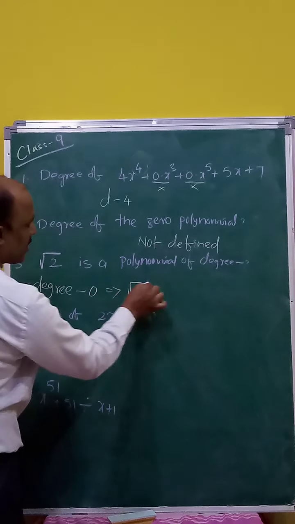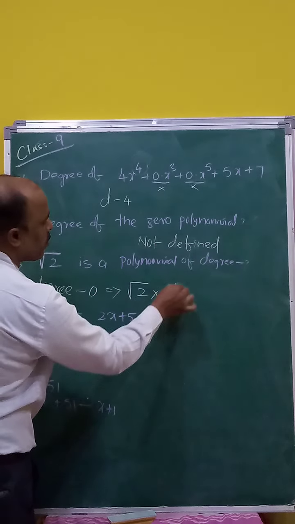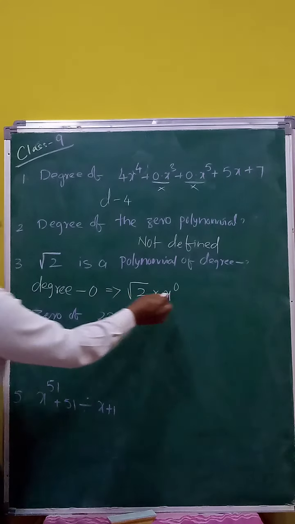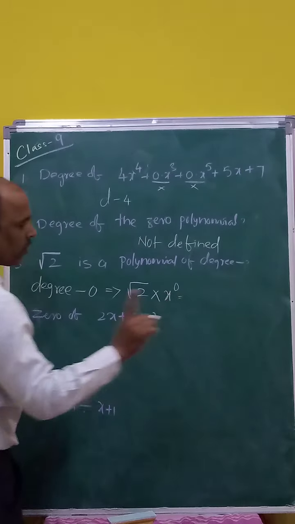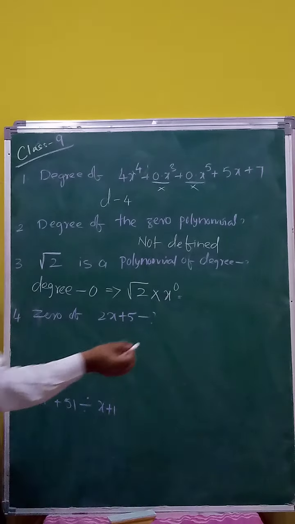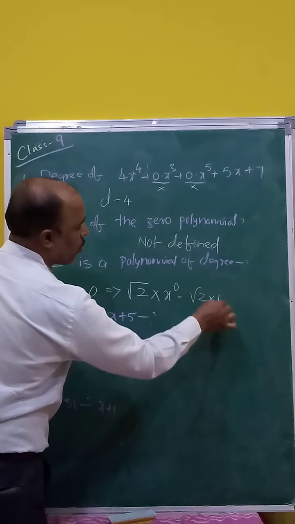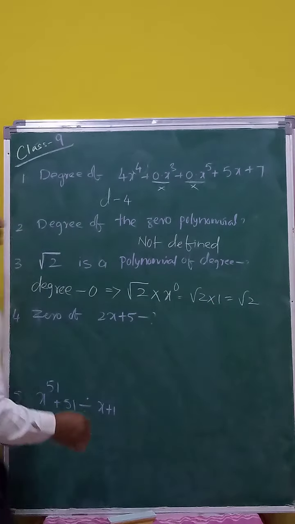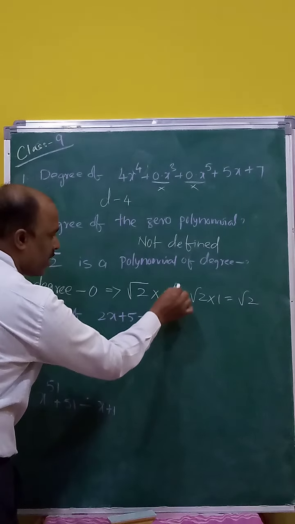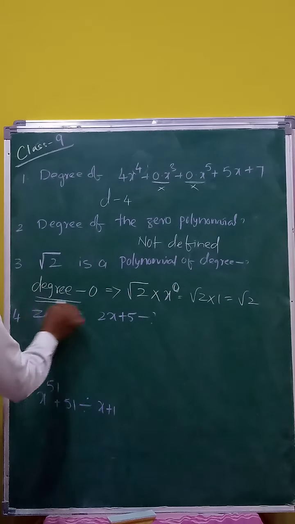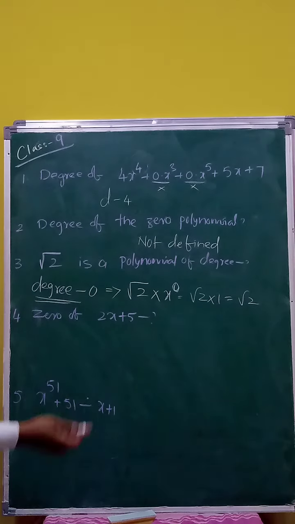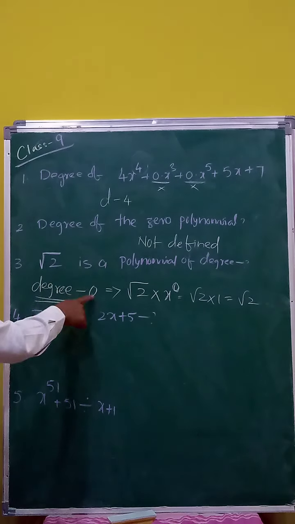Why? I will explain: root 2 into x⁰. What is the value of x⁰ here? It is 1 only. Then root 2 into 1 is equal to root 2. Then what is the degree here? The degree is 0. The degree of a constant polynomial, or the root 2 polynomial, is 0.